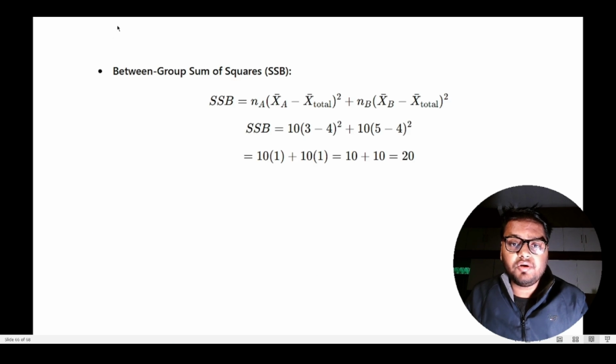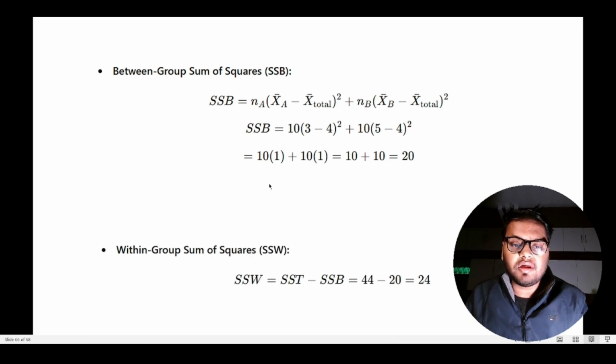Next, I am going to compute the between group sum of squares. The formula is: NA, the number of students in A, times (XA minus X total) whole squared, plus the number of students in B times (XB minus X total) whole squared. The between group sum of squares result is going to be 20. After that, I am going to calculate the within group sum of squares, which is SST minus SSB, which is 44 minus 20. The result will be 24.